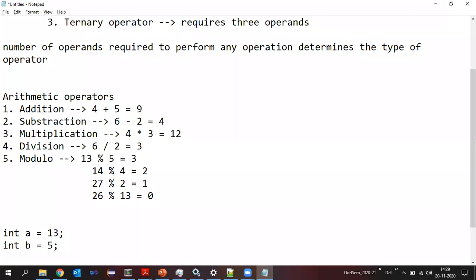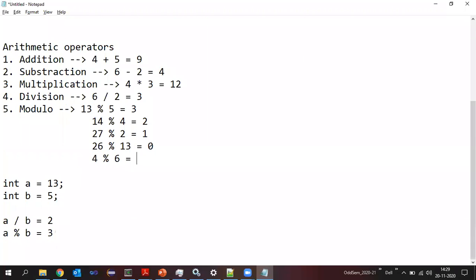Now what about this case? Say 4 modulo 6. Just apply the basics. What will be the quotient and what will be the remainder when you divide 4 by 6? It is not 0.6. For the quotient, we need to look only at integer values, not the fractional values. So can we divide 4 by 6? No, it is not possible.